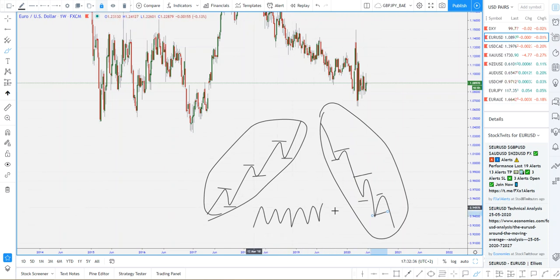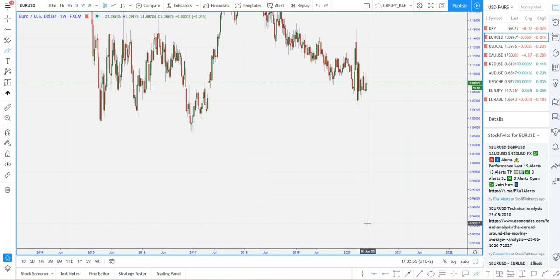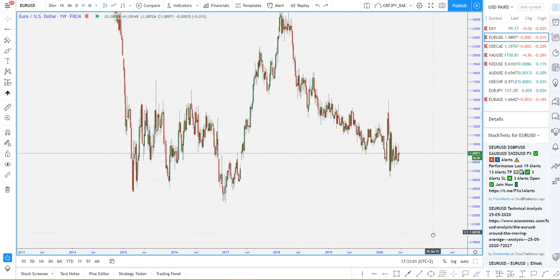Again, we've got a ranging market. The market is just moving sideways. It doesn't really have a specific direction that it is following. So these are the types of markets that we have. We've got three types of markets: a bullish market, a bearish market, and a sideways market. The market keeps on moving up and down, as you can see. This is important to understand because it helps us get onto the charts and know what to expect.